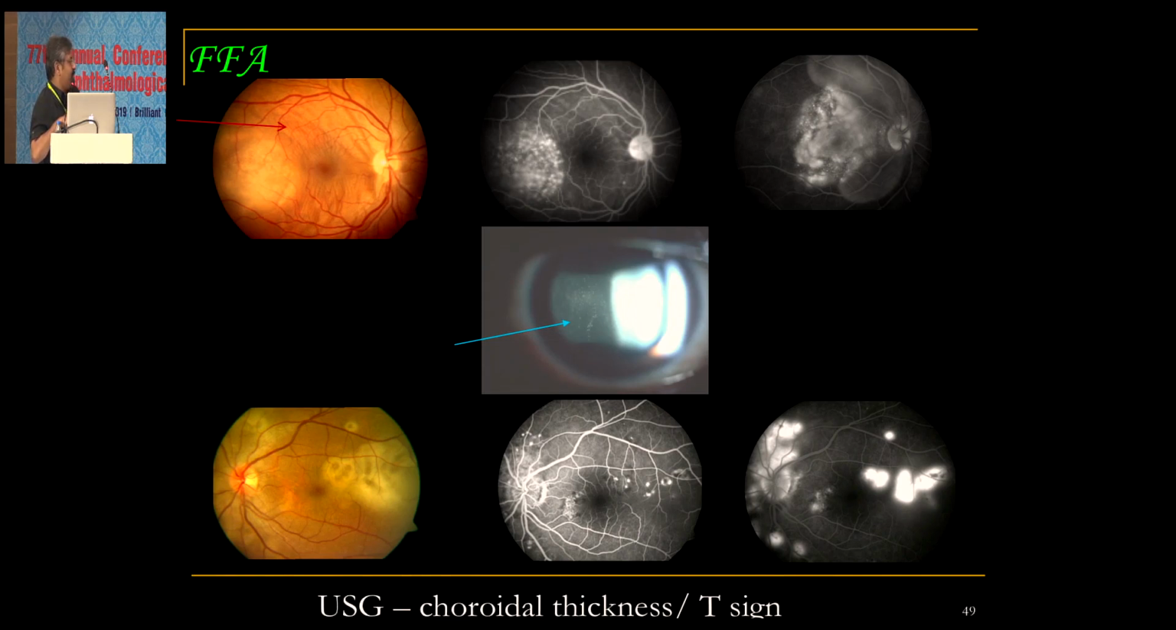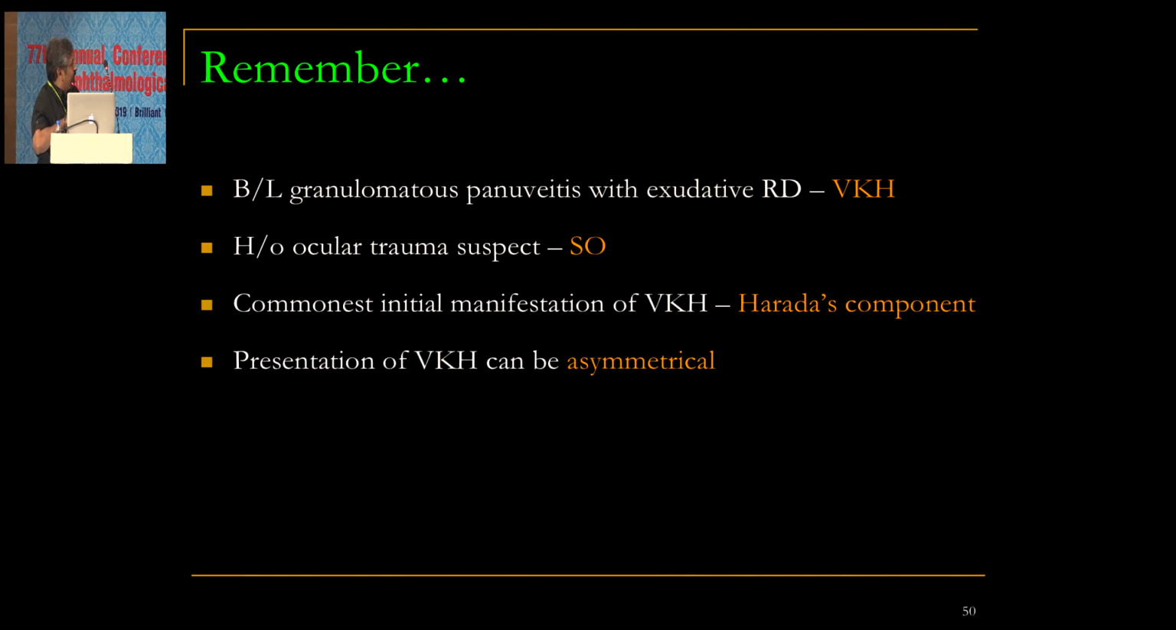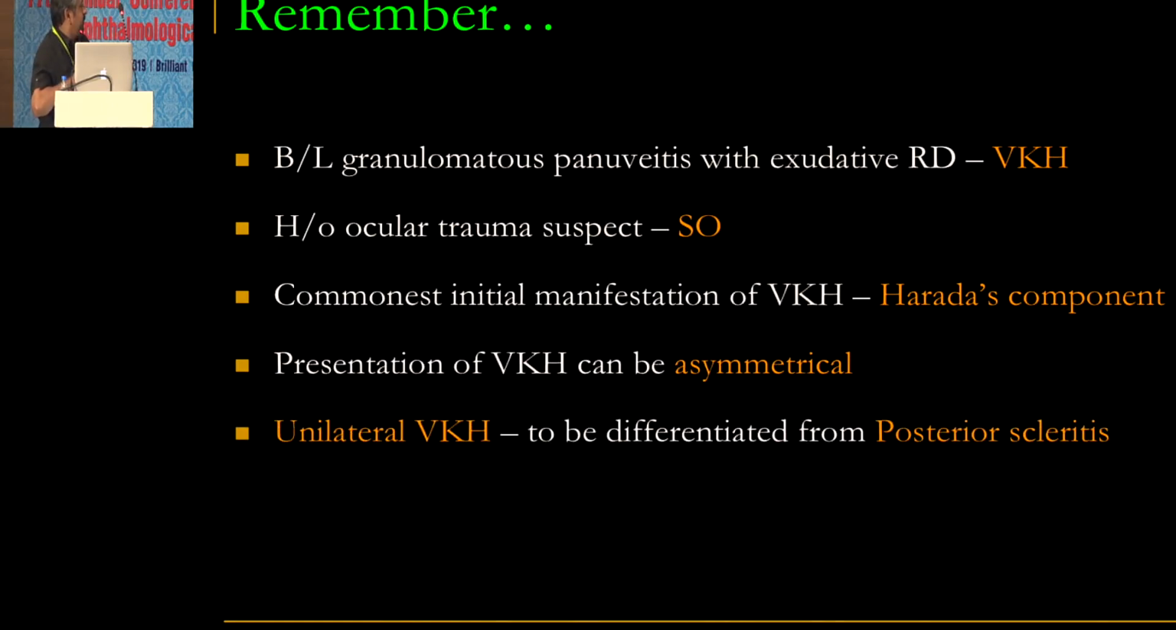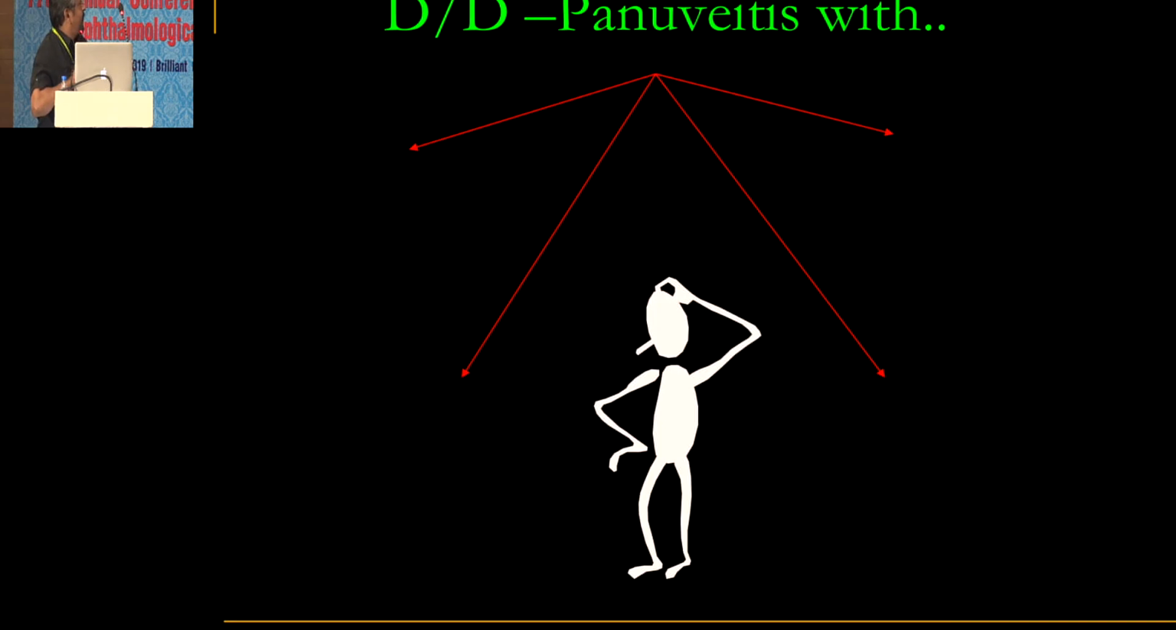Ultrasound, choroidal thickness or T sign, if it is found, then you are dealing with an inflammatory condition. If you don't find all this, and if you don't have vitreous cells, and if the patient has a history of steroid intake or otherwise, hypertension, stress, then it is multifocal CSR. So remember that bilateral granulomatous panuveitis with exudative RD is Vogt-Koyanagi-Harada, or after other eye trauma, sympathetic ophthalmia. The commonest initial manifestation of VKH is Harada's. Presentation of VKH can be asymmetrical, so unilateral VKH has to be differentiated from posterior scleritis, and CSR is the nearest differential which we will have to worry about.